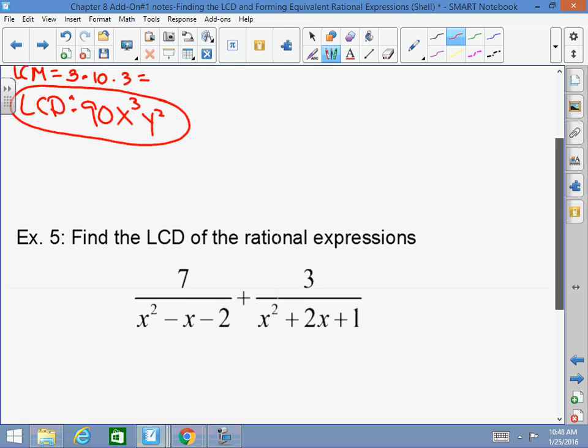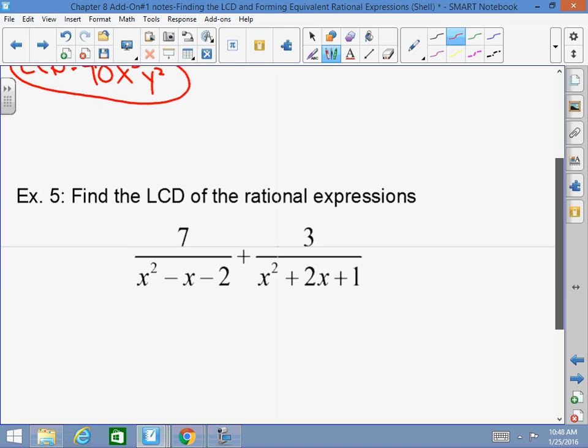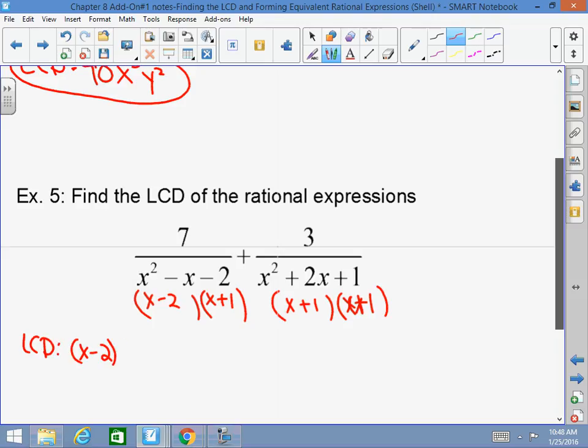Number 5, I want the LCD. Okay, we got our first factor. So we break this guy down into x minus 2, x plus 1. This guy we break down into x plus 1 and x plus 1. So what's my LCD? You got an x minus 2 and an x plus 1 squared. Very good. That's my LCD.